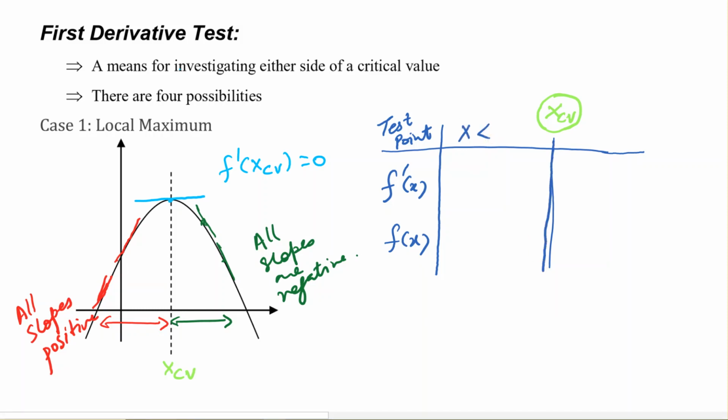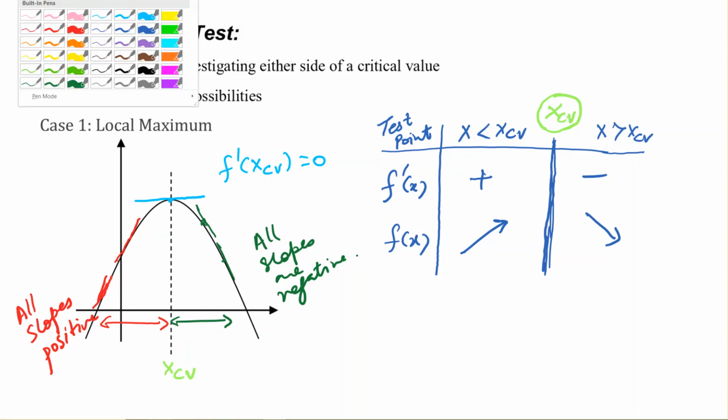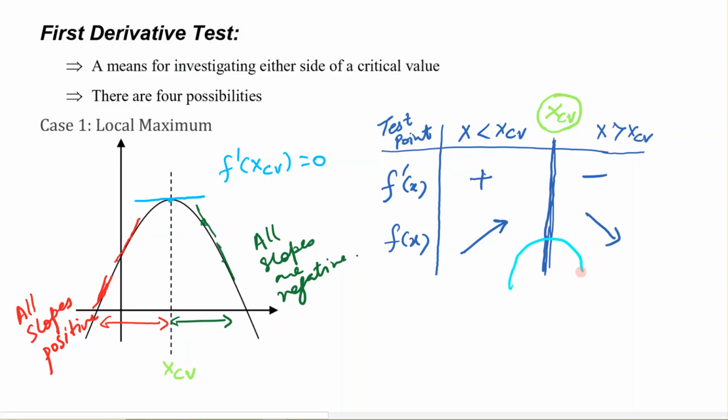And if I look at the x values on the left of the critical value, I notice that the slope is always positive. So positive slope means the function is increasing. Similarly, if I look at the right side of the critical value, for all the x's which are greater than the critical value, the slopes are negative. It means the function is decreasing in that interval. So from here, what we can conclude is that the curve changes behavior like this, from increasing to decreasing.